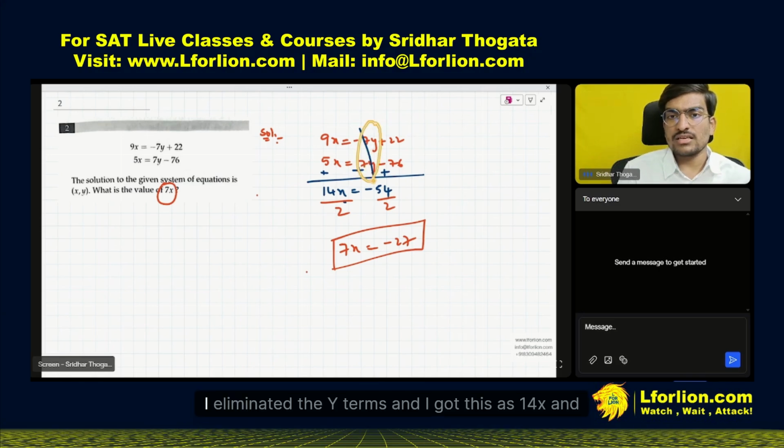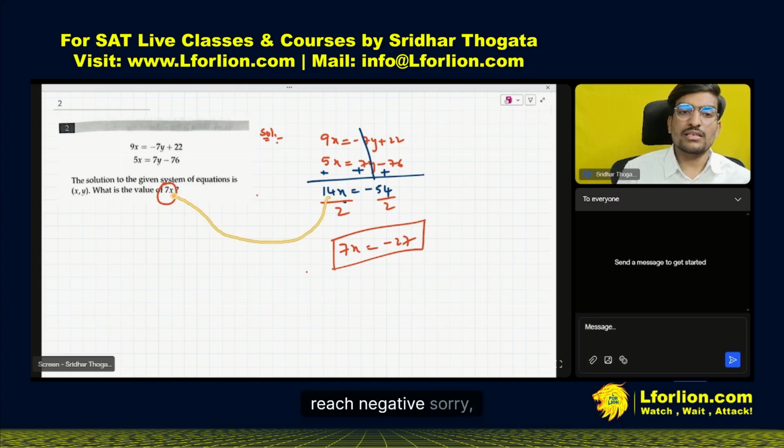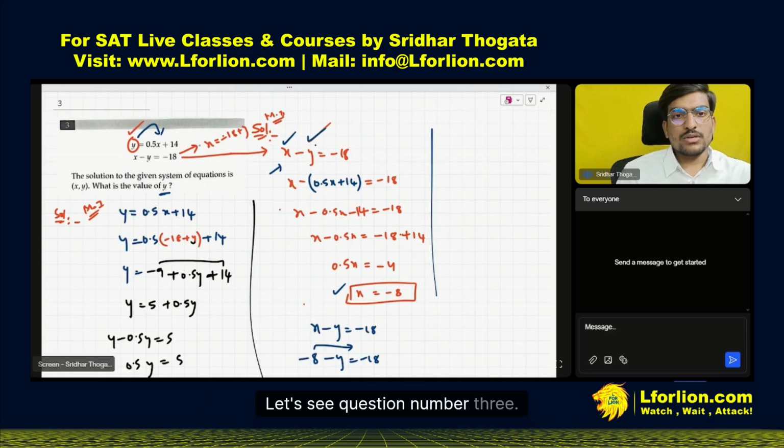I just added, eliminated the y terms, and I got 14x on this side and -54 on the other. I divided it by 2 instead of directly solving it, or instead of directly crossing out the 14 or sending it to the other side. I divided by 2 so that I can directly reach 7x, and then I got 7x equals -27 here. Let's see question number 3.